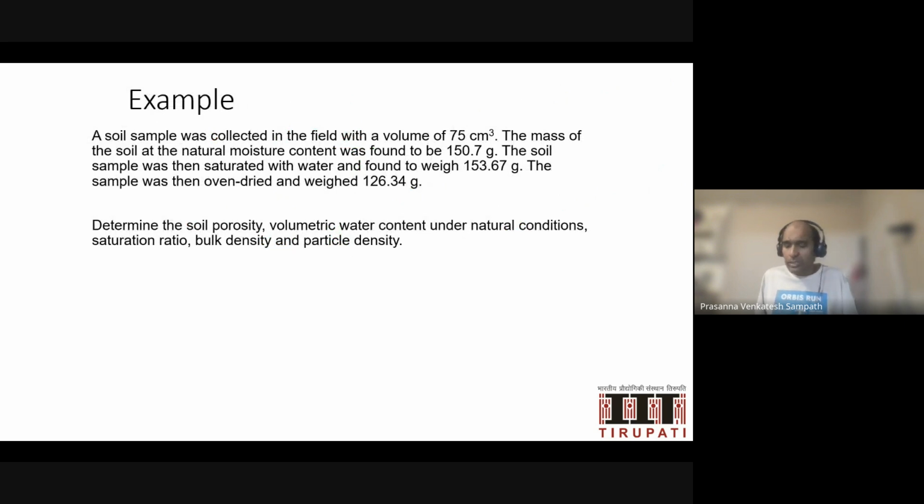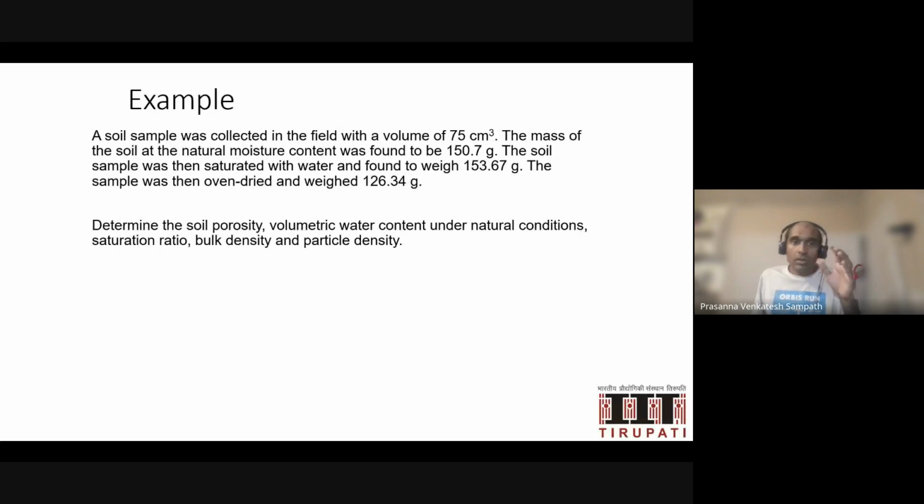You can do this as a homework exercise. A soil sample was collected in the field with a volume of 75 cm³, the total volume of the sample. The mass of the soil at the natural moisture content was found to be 150.7 grams, which means this is the mass of the soil including the mass of the water, including the mass of moisture, right? The soil sample was then saturated with water and found to weigh 153.67 grams.